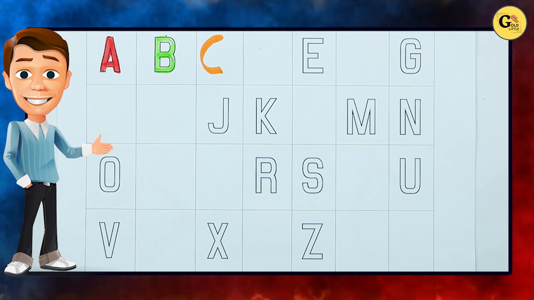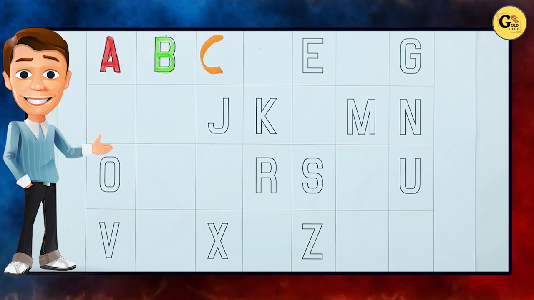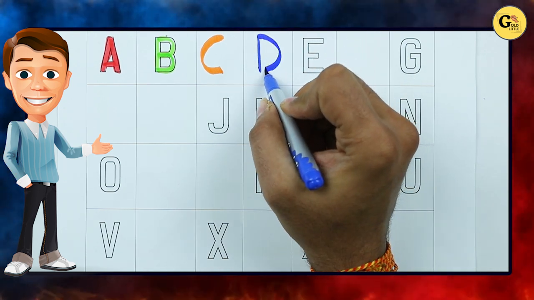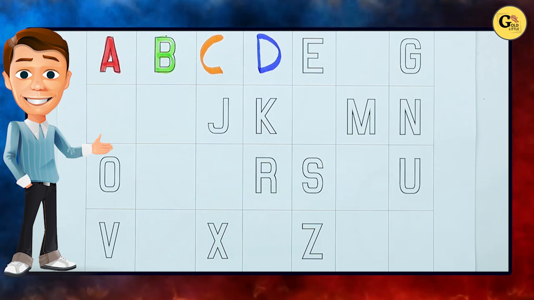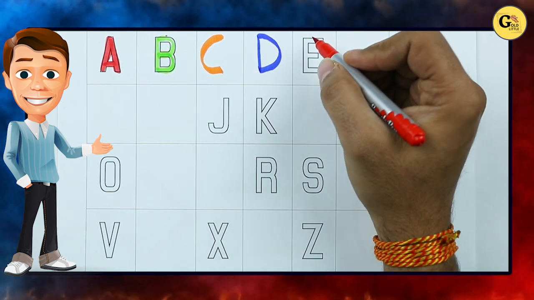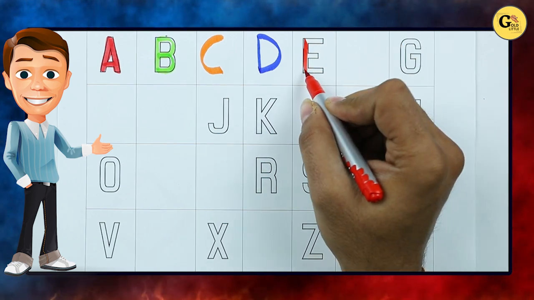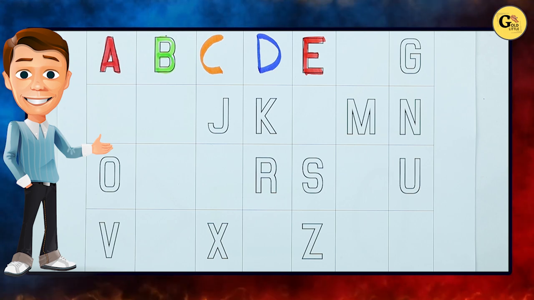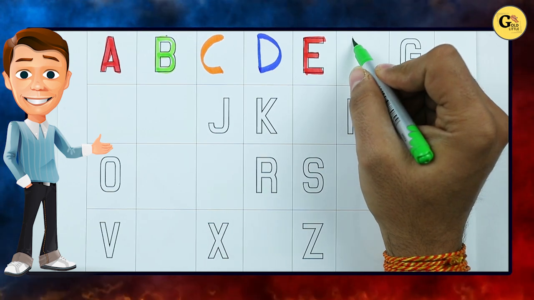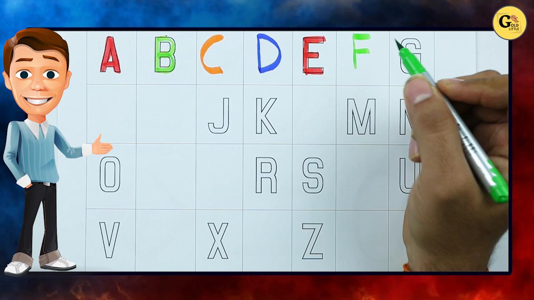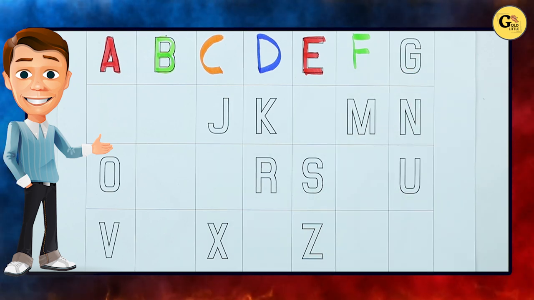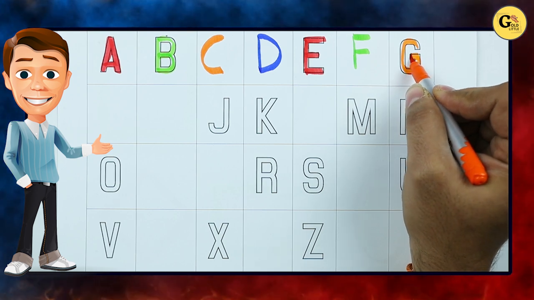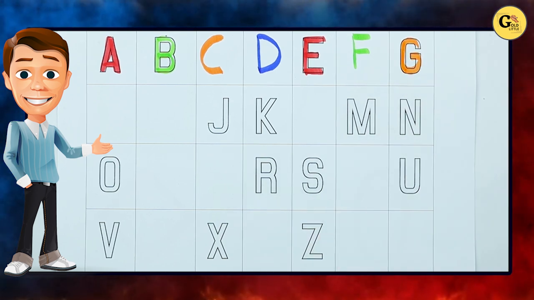What next? Tell me. Yes, right. D. D for dog with blue color. E. E for elephant with red color. F. F for fish with green color. G. G for goat with orange color.